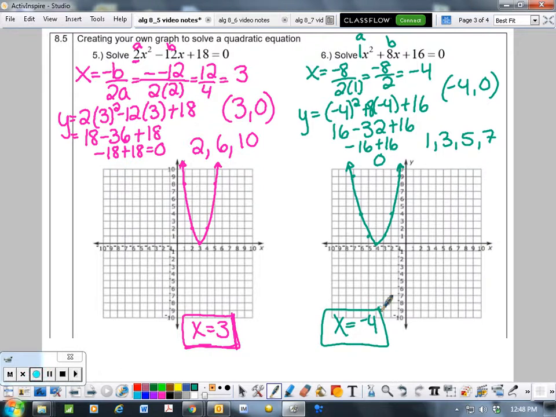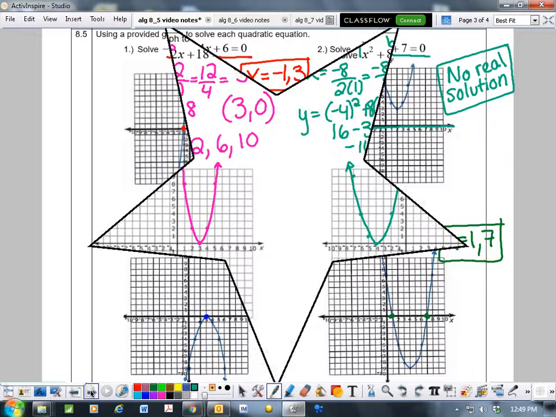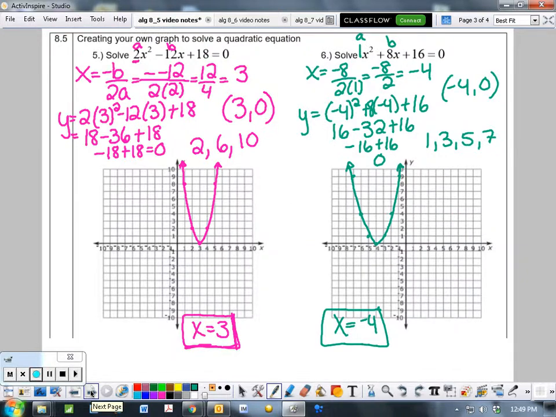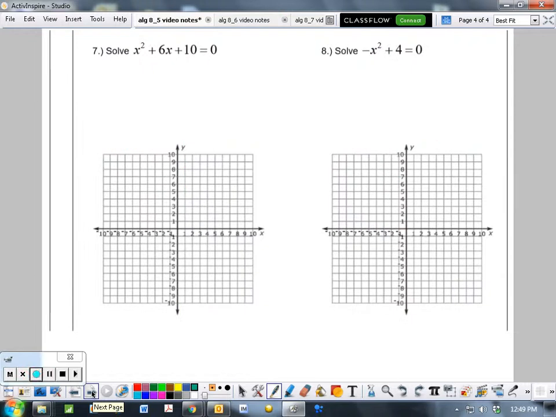So we've seen several different types of answers. We have 2 answers on this problem. On number 1, we have no answers, on number 2, 1 answer, on number 3, 2 answers on number 4. And then as we move to number 5, we have 1 answer, and number 6 has 1 answer. So we always have the option of no answers, 1 answer, or 2 answers. So let's move to our next problem.